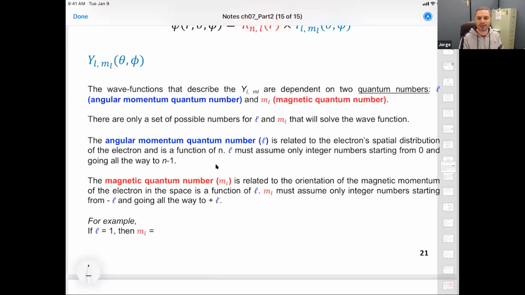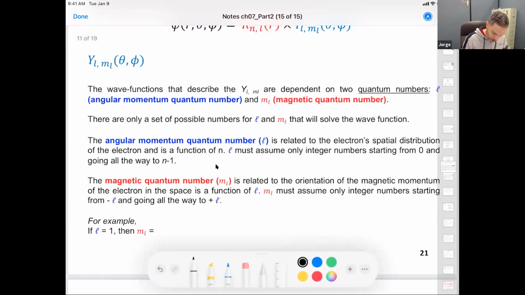ML must assume only integer numbers starting from minus L and going all the way to plus L. Okay, so ML will give us the orientation of the orbital in space. That's our goal for ML. So let me show you one example here. How can we find all the possible MLs for a determined value of L?